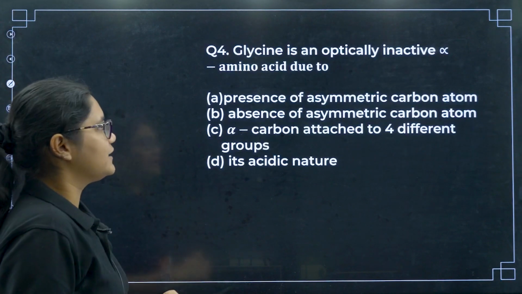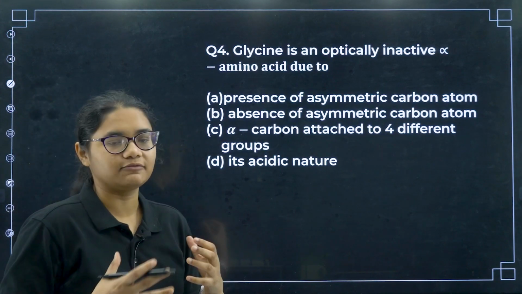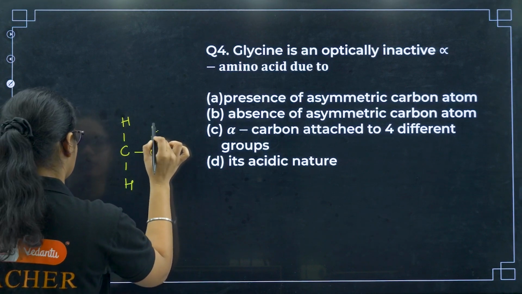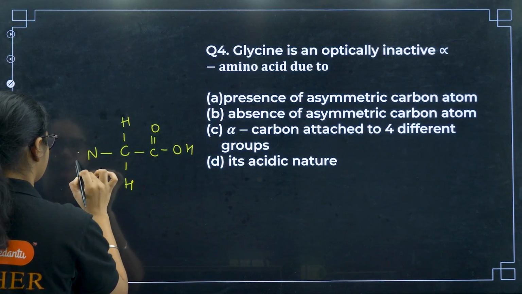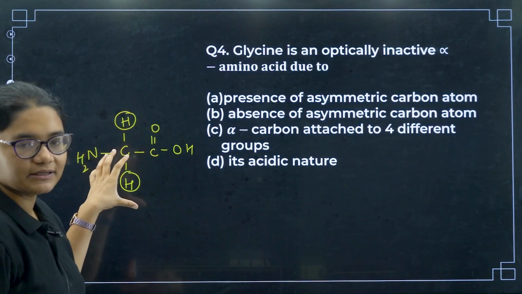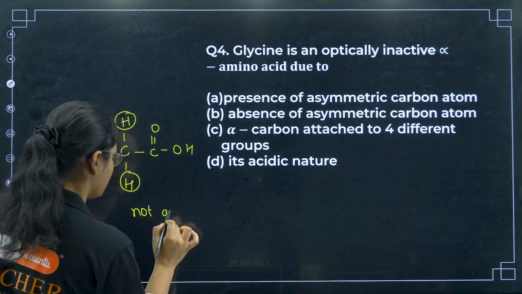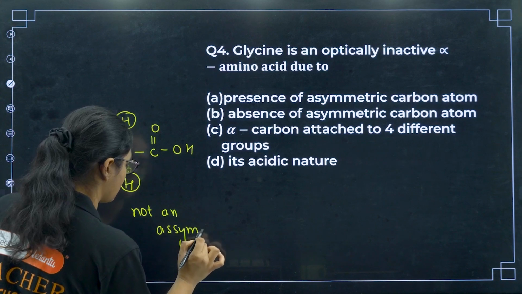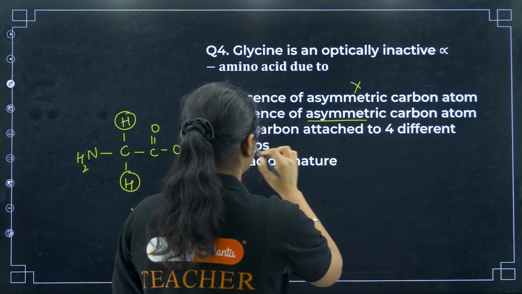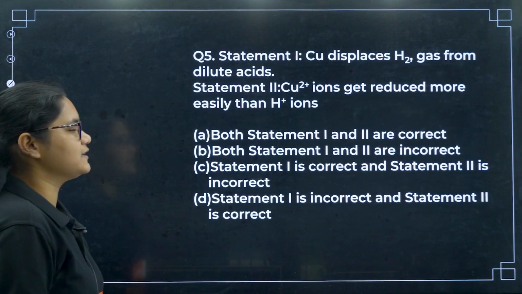Okay, next, glycine is an optically inactive alpha amino acid, right? Glycine's structure, if you remember, is like this: CH2, you have C double bond O H and you have NH2. You can see that on this carbon 2 same groups are present, so it is not an asymmetric carbon. That is why it is optically inactive, right? Presence of an asymmetric carbon, no. Absence of an asymmetric carbon, yes. Option B here.